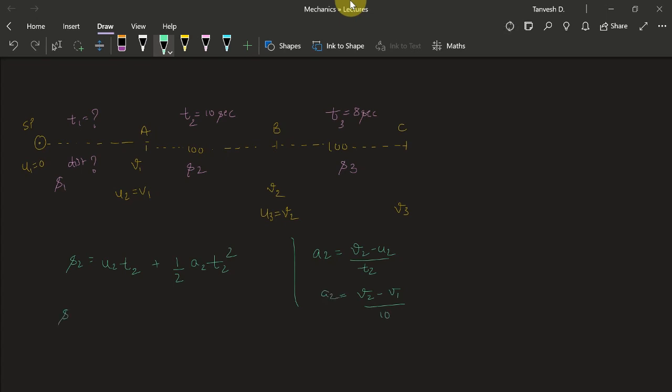So S2, which is 100, is equal to v1 into 10, because again u2 is equal to v1. What I will do is that I will write all the equations in terms of their final velocities v. So v1 into 10 plus half into A2, which is (v2 minus v1) by 10, into 10 square, right?